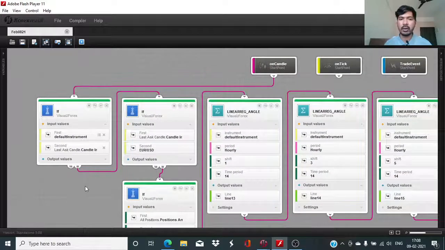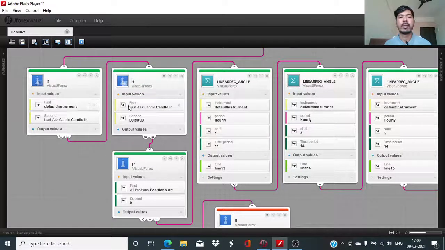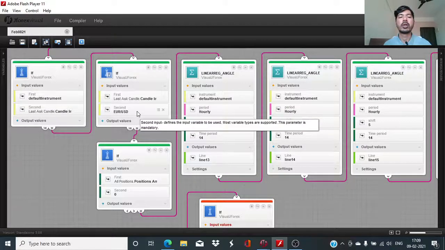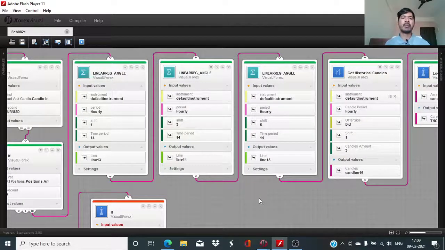So far, I have done the instrument subscription where the default instrument is being matched with the candle instrument, which in turn is being matched with the Euro USD. Make sure that this algorithm will be executing the trades only on the Euro USD. Then the position amount has been defined at 0. That means there can't be any pending or open position in the account, and if there is any, no fresh trade will be initiated. Then I got these three linear regression angle blocks, which will be utilized.